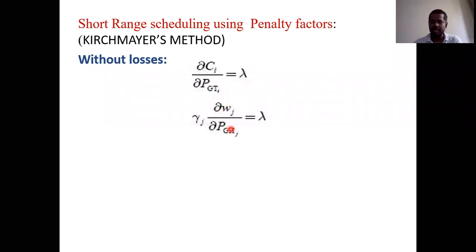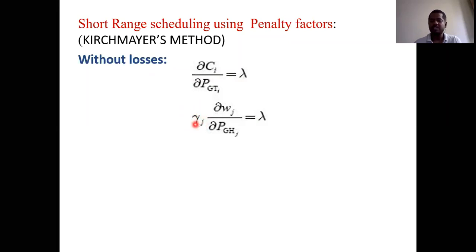But along with this term, we need to consider one more term, that is gamma. Why do we need to consider this term? When you consider dC/dPGT, what is the meaning of dC/dPGT? It is the incremental fuel cost with respect to the power generation. But coming to the hydel power plant, what is the meaning of incremental fuel cost? Here the fuel is water. Even if you increase the power generation, the incremental fuel cost is zero, because the fuel cost is zero. But we take one more parameter, that is gamma.